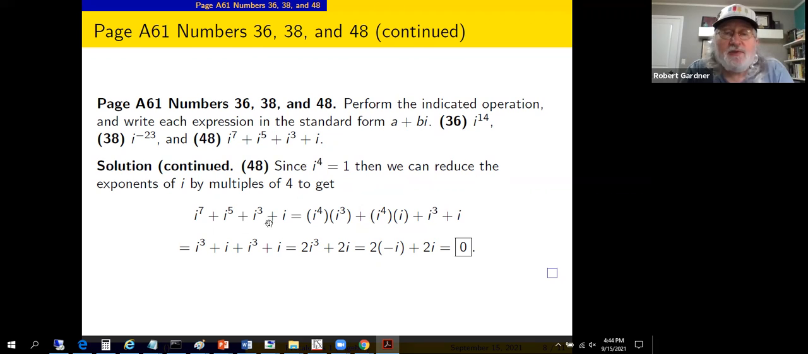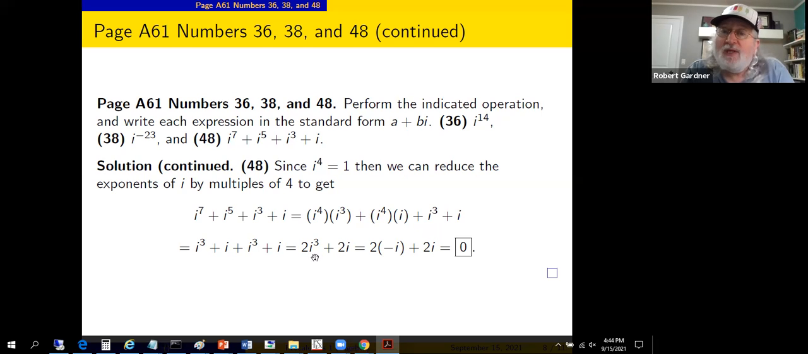Add those exponents, and this is correct. I to the 4th is 1, so we're just left with I cubed. I to the 4th is 1. Here, we're just left with I, and we still have the I cubed and the I on the end. We got 2 I cubes and 2 I's, so let's combine those.